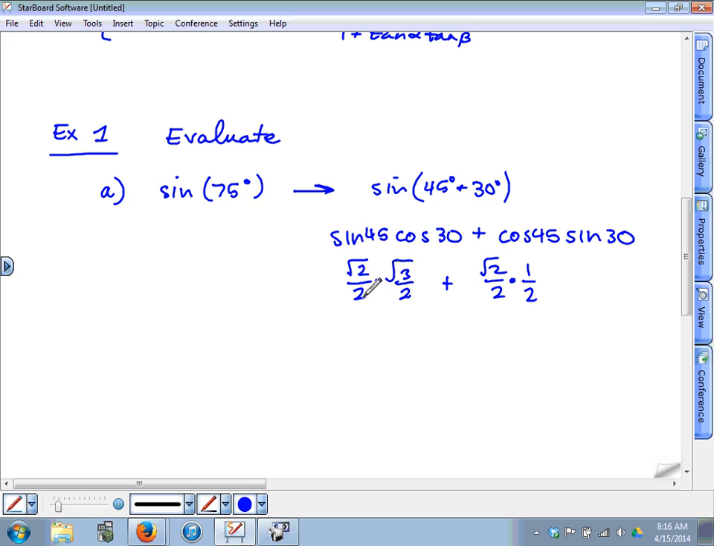So, how do we multiply these two fractions? You just multiply them, right? Just coax them gently. Say, multiply, please. You multiply straight across. Square root of 6 over 4. Plus square root of 2 over 4. I would like you to combine this into one term rather than two terms. So this is going to be the square root of 6 plus the square root of 2 all over 4.